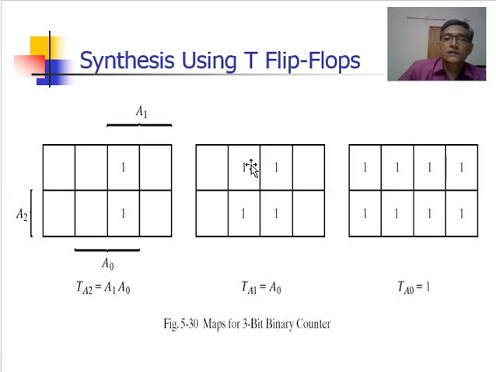Similarly for TA1, these are all the squares which produce 1s, so we can combine all these 4 ones to get A0. For TA2, these 2 ones can be combined to give A0 and A1. Now we got the simplified Boolean functions for the corresponding T inputs of each flip-flop. Now we can go for the logic diagram.